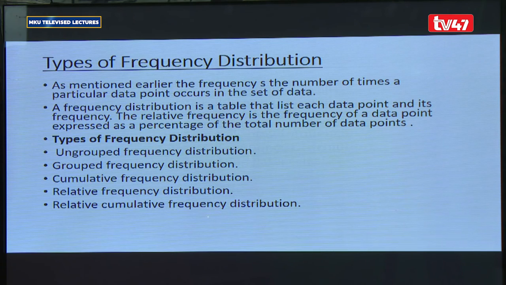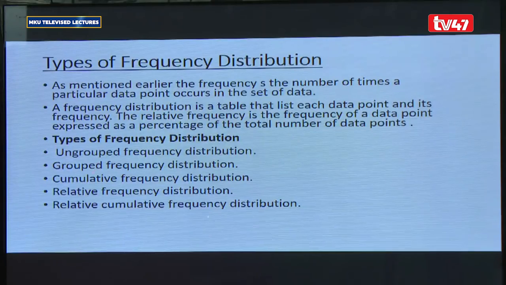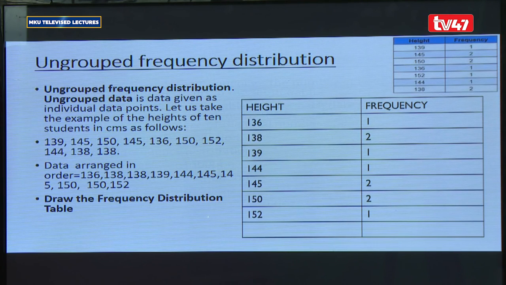So what types of frequency distributions do we have? We have five of them. The first one being the ungrouped frequency distribution, followed by the grouped frequency distribution, the cumulative frequency distribution, the relative frequency distribution, and the relative cumulative frequency distribution. So let's look at the ungrouped one. We look at this data.